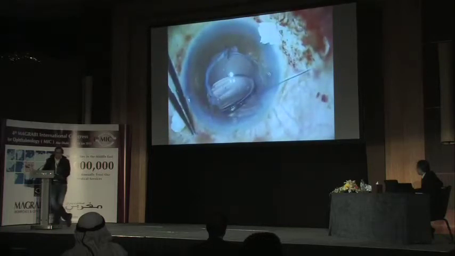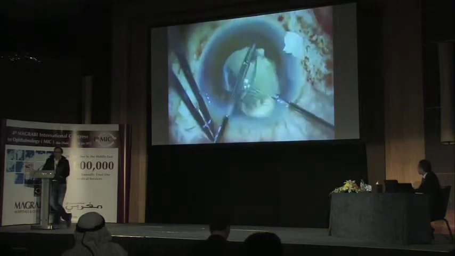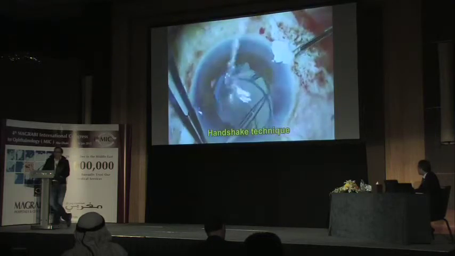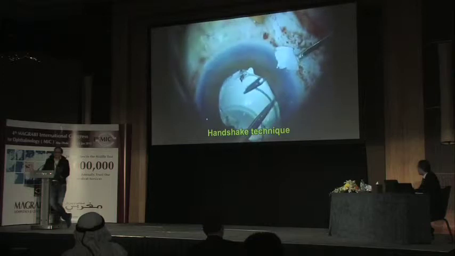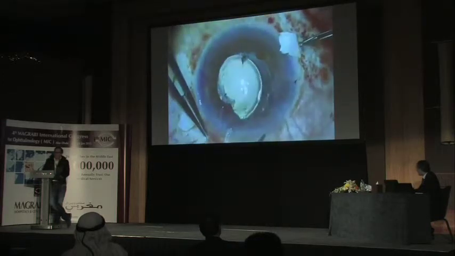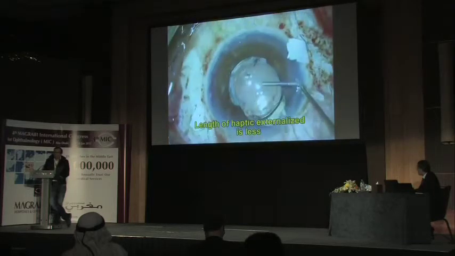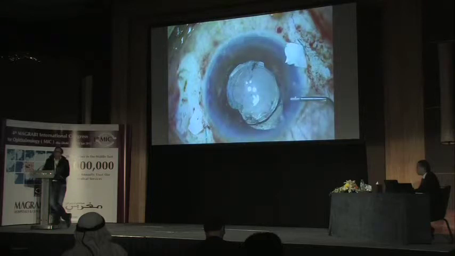So now, this, as I told you, is a Frankenstein picture. Now I go in for my trailing haptic, and as you see, I'm shifting it from one hand to the other, catching the tip of the haptic, externalizing it with a handshake technique. Now once I have got both haptics through, you will notice, pause the video. Look at the amount of haptic externalized. It is less. If you have that much haptic externalized only, what will happen is this lens might dislodge post-operatively.